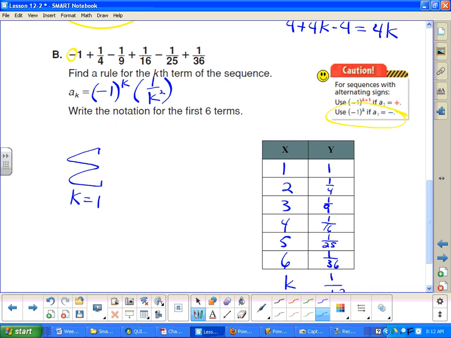So here k is going to go from 1 to 6 because we have 6 terms. Now sometimes, I want you to understand something, you don't always have to start at 1. You could start at 2 or 3 or 4. It doesn't matter where you start as long as you get the beginning to the end. And this would be negative 1 to the power of k times 1 over k squared. And we'll check this just to make sure that that is correct.